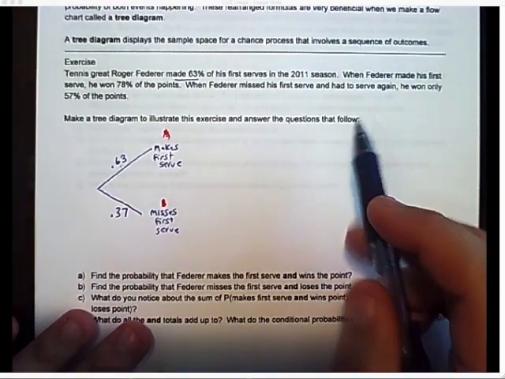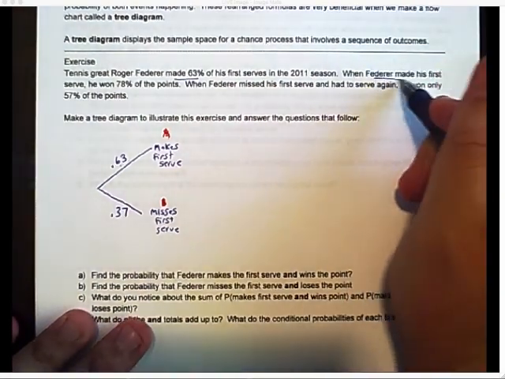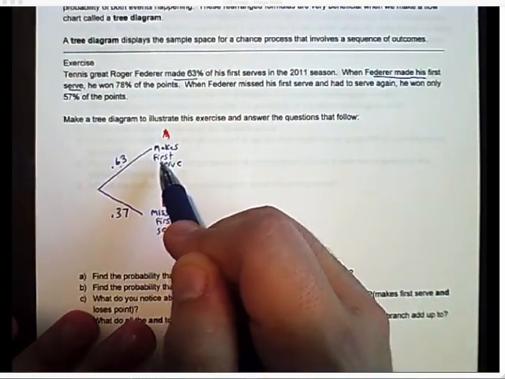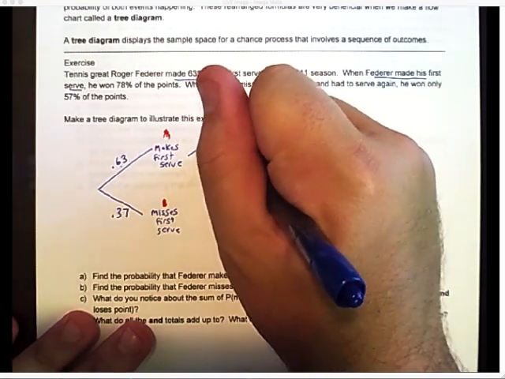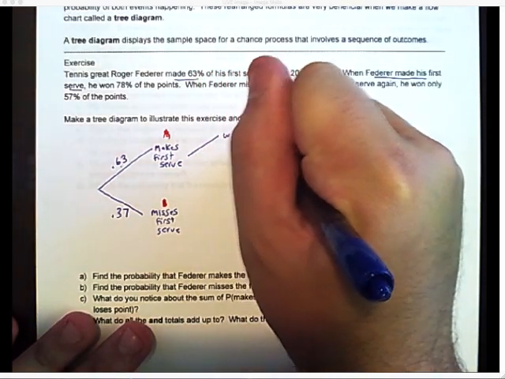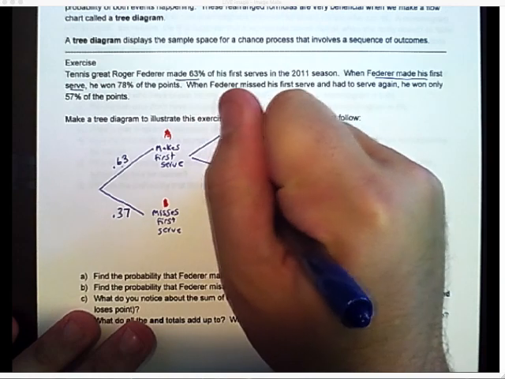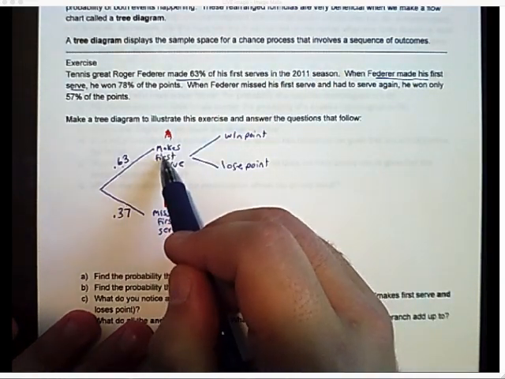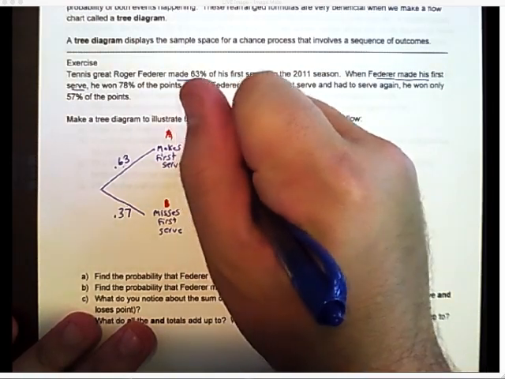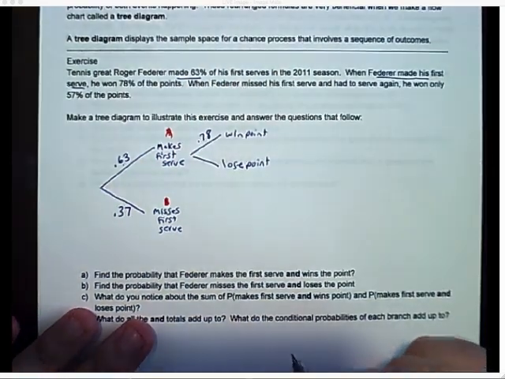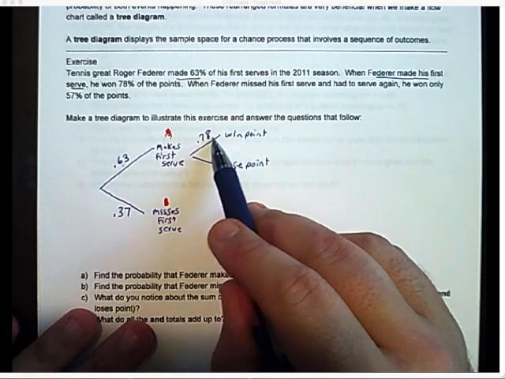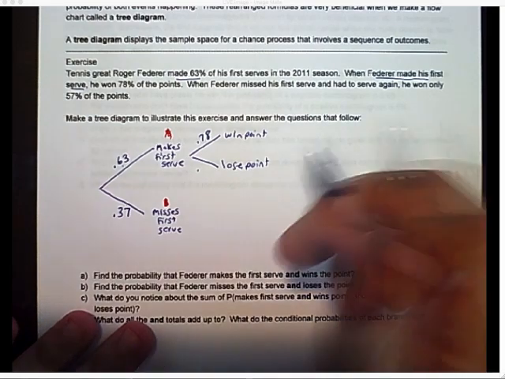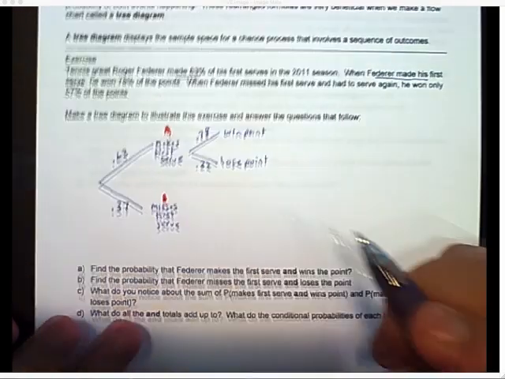All right. So now it says when Federer made his first serve, so we're on this branch, there's two options from there. He can either win the point or he can lose the point. When he makes his first serve, he wins 78% of the points. So if there's a 78% chance he wins a point, what's the chance that he loses the point? That would only be 22%.